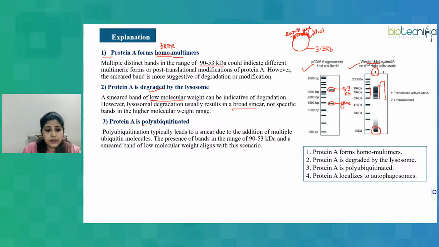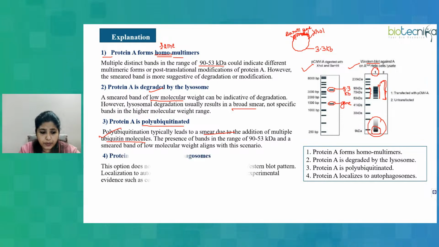Now, protein is polyubiquitinated. Ubiquitination is a form of post-translational modification where ubiquitin is attached to an amino acid residue, particularly lysine. Through studies we know that polyubiquitination leads to a smear due to addition of multiple ubiquitin molecules. We are getting these bands in the range of 53 to 90 kilodalton, and also the smear band of low molecular weight, which aligns with this scenario. So yes, this could be the answer.